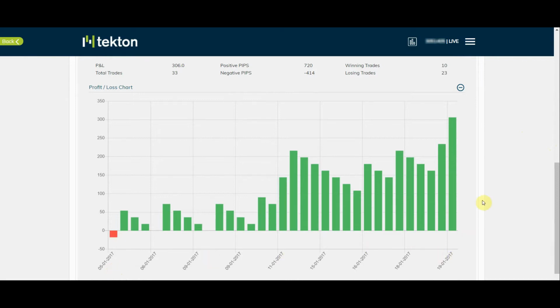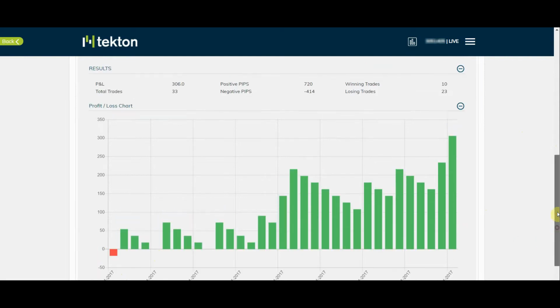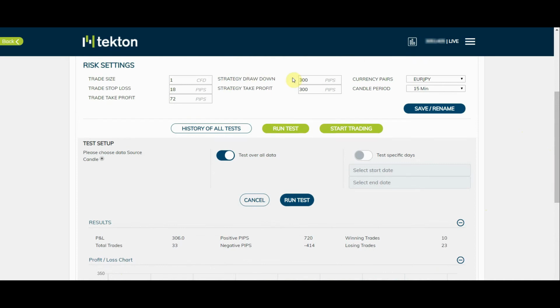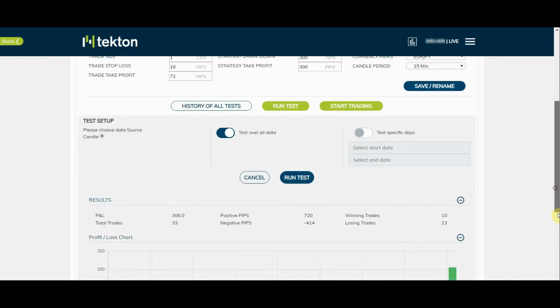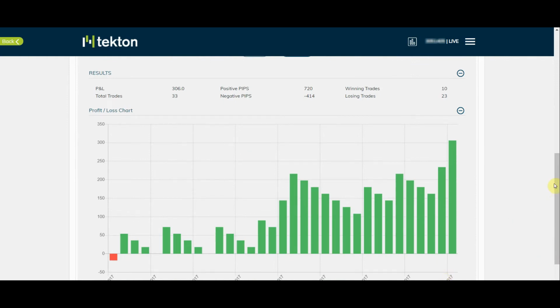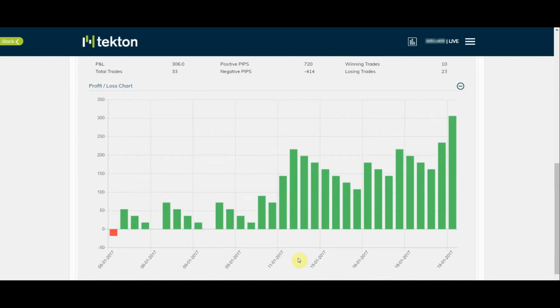and it's actually now stopped testing. It's just tested for 14 days, and the reason it's tested for 14 days is because of this number in these boxes here. The strategy drawdown 300, strategy take profit 300, and notice it's now taken a profit of 300 pips in just 14 days between the 5th of January and the 19th of January.